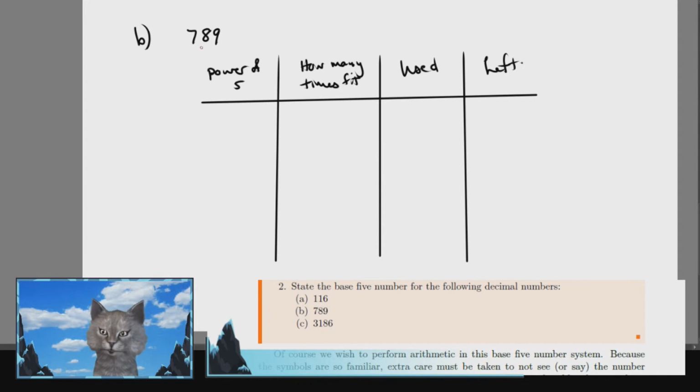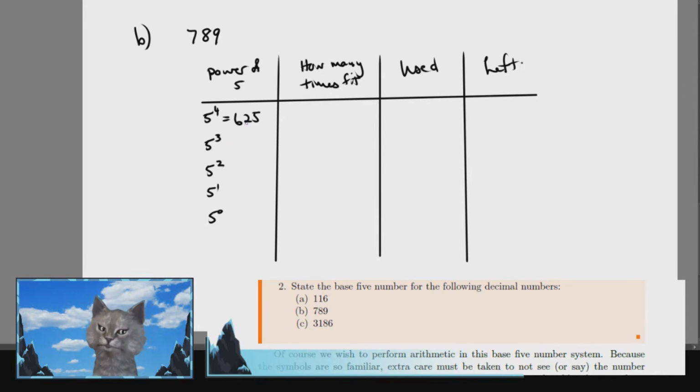Now the challenge is to find the highest power of 5 that can fit in there. With a little experimentation, 5 to the 4 is 625. The next one is 3,125, so it's too big. And once I've done that, I cannot skip another power of 5 at all.